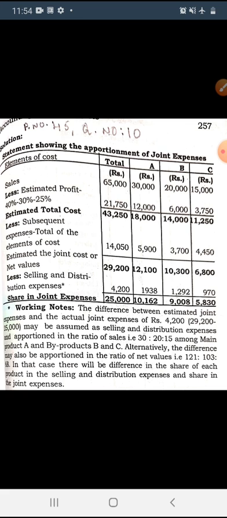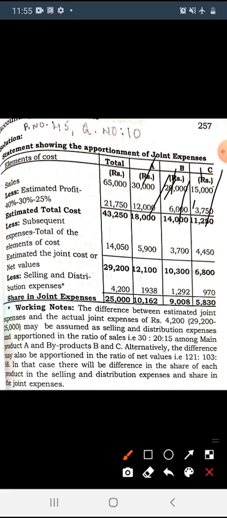Okay, product accounts we can prepare ourselves. I will just tell how to apportion the joint cost. Only one change is there. Sales as it is we have to write: 30,000, 20,000 and 15,000. Here the total column is there. Then less estimated profit of 40%, 30%, 25%. Then we get the total cost as 18,000, 14,000, 11,250.